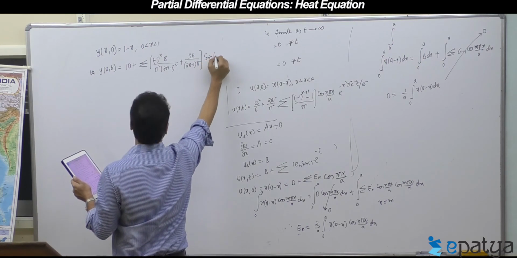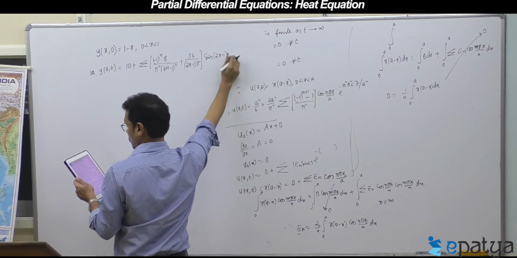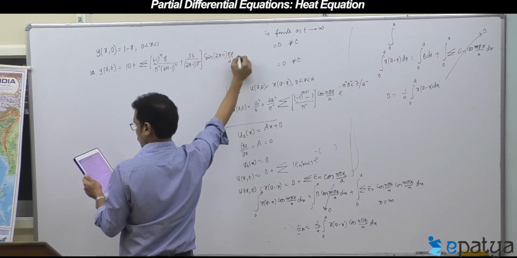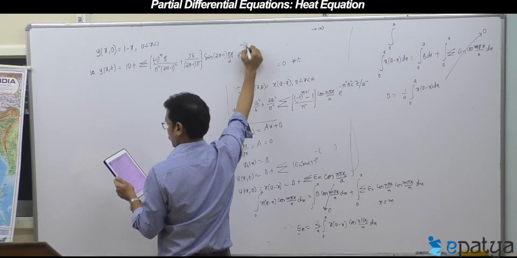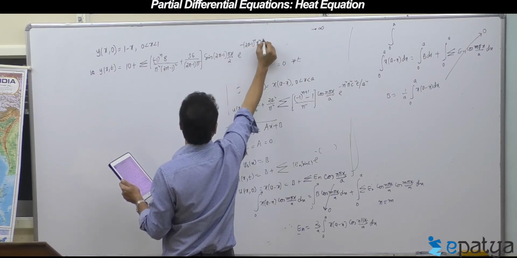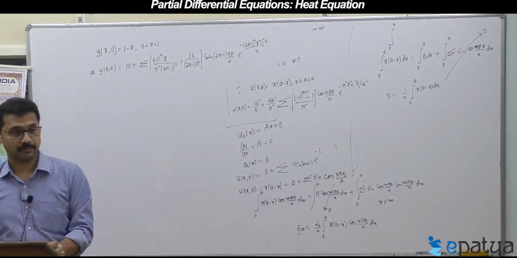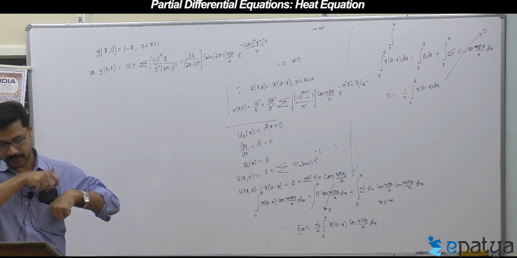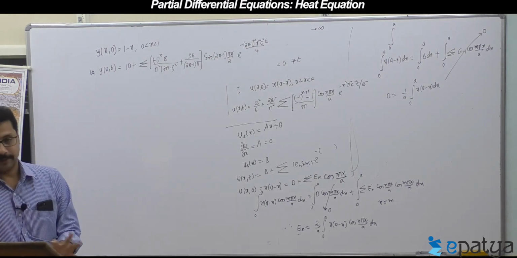sin of 2n minus 1 into pi x by 2, not n, into e power minus of 2n minus 1 whole square into pi square c square t by 4. Okay, fine. That's the end of heat equation.